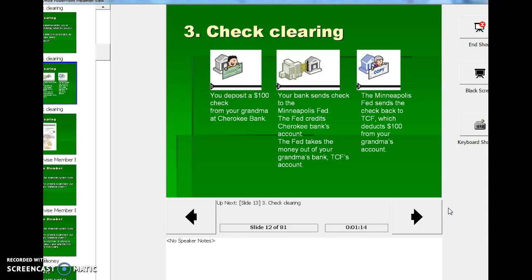When the Fed credits Cherokee Bank's account, that money has to come from somewhere. It comes from your grandma's bank. Let's assume in this case that your grandma banks at TCF. Then what the Minneapolis Fed does is they send that check to TCF so they can verify it. And then TCF will know that yes, this $100 has been withdrawn from our checkable deposits and is no longer a part of our account.